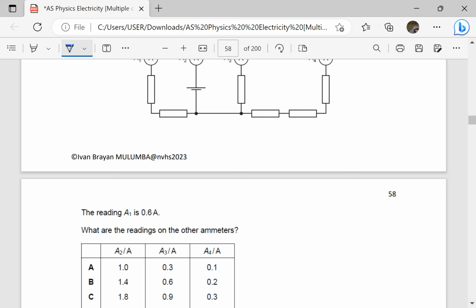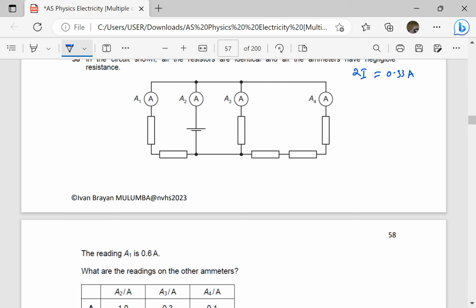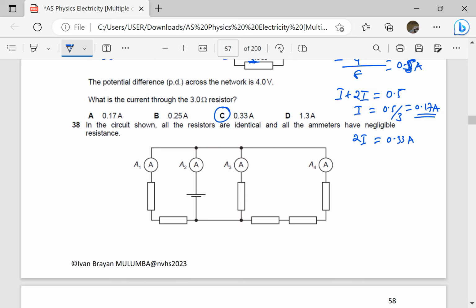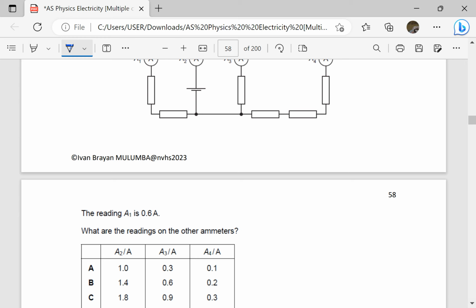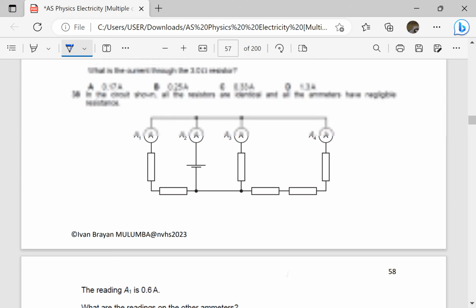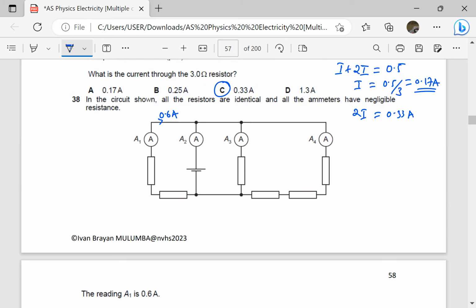The reading A1 is 0.6 amperes. So here it is 0.6. The current here is 0.6 amperes. What are the readings on the other ammeters? Okay, so I'll use Kirchhoff's laws.